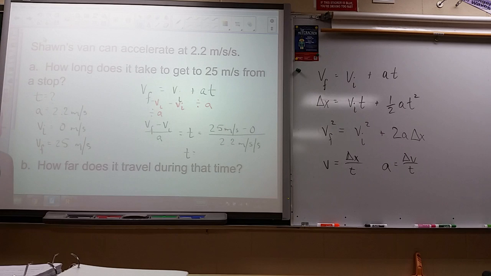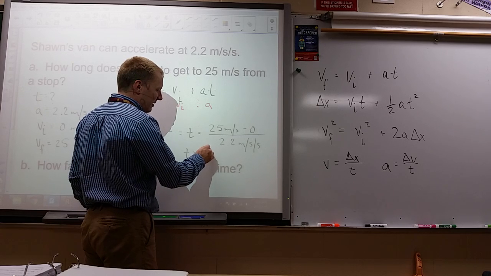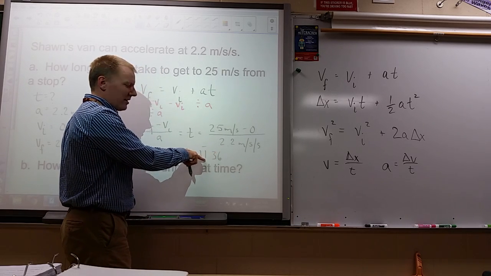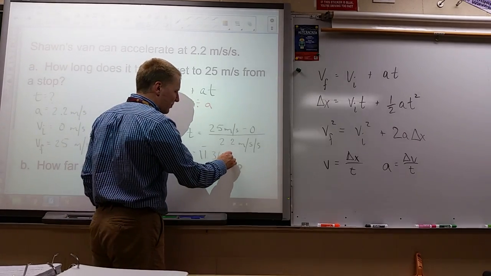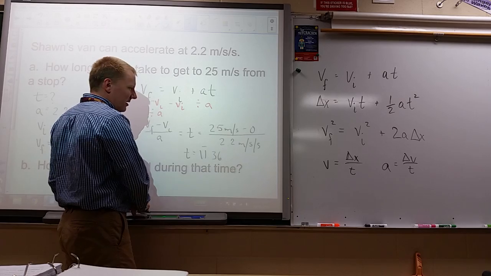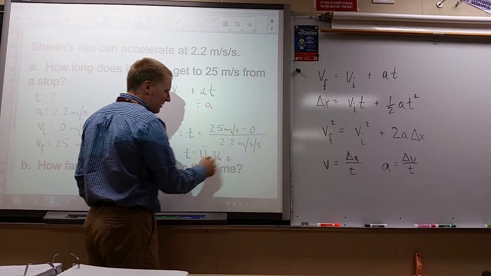We get 11 point something now? 11.36, but 2 sig figs. So I'm going to put that here with a little mark that we only have the 2 sig figs. What are our units? Seconds. The meters per second cancel with the meters per second, leaving time to go up above. So 11 seconds.